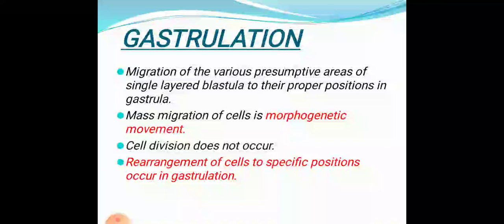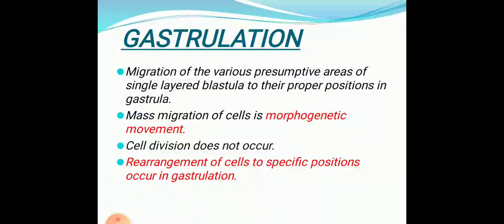So these three layers are called as germ layers. Here also in the slide you are seeing the migration of the various presumptive areas of the single layered blastula to their proper positions in the gastrula. The single layer blastula becomes a three germ layered gastrula. Migration of the blastomeres that takes place is called morphogenetic movement.